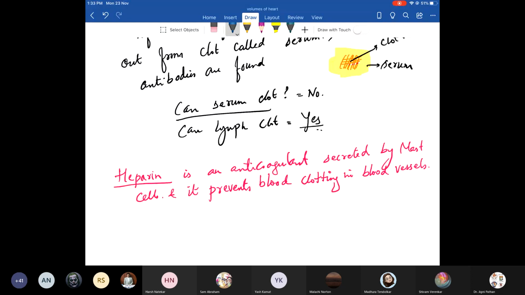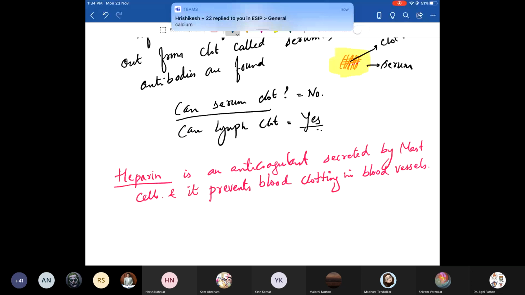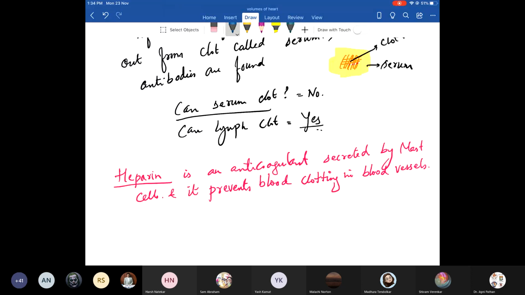Which ion is required for the activation of the clotting factors? Calcium. So what they do is they add a metal chelator that can remove the calcium from the blood. The clotting factors require calcium for their activation. If there is no calcium, do you think the blood can clot? The factors do not get activated.